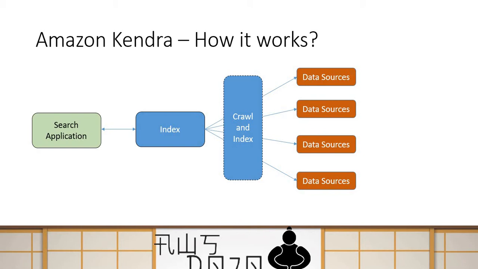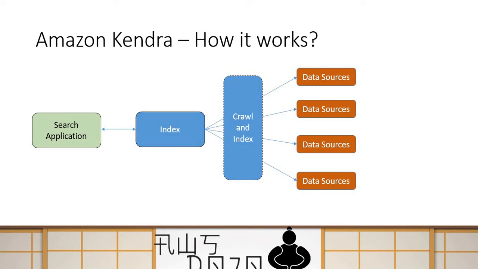Now, this indexing you have to keep doing from time to time. So generally, people schedule indexing. You can do it once a day, twice a day, or once a week, depending on how quickly your content gets refreshed. And each time indexing runs, it keeps building the index for the new or changed content, so that your search is always latest and relevant. So that's how Kendra works.